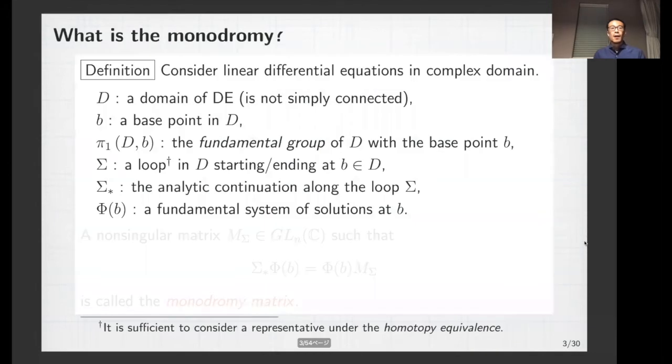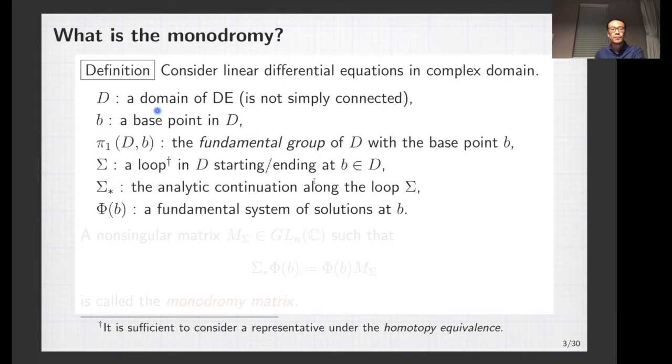So let me start. What the monodromy is, is the starting point of this talk, and let us consider linear differential equations in the complex domain. Now D is the domain of the differential equations, which is not assumed to be simply connected. This means that the differential equation has a singular point or a singular curve on which it is not defined. And we set a base point, denoted by B, in this domain.